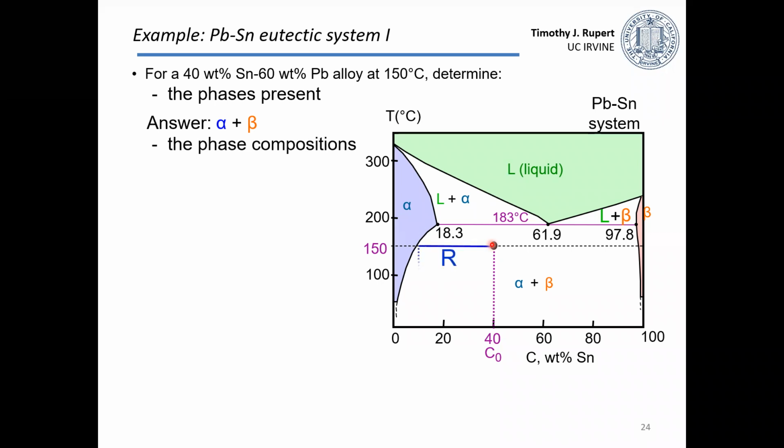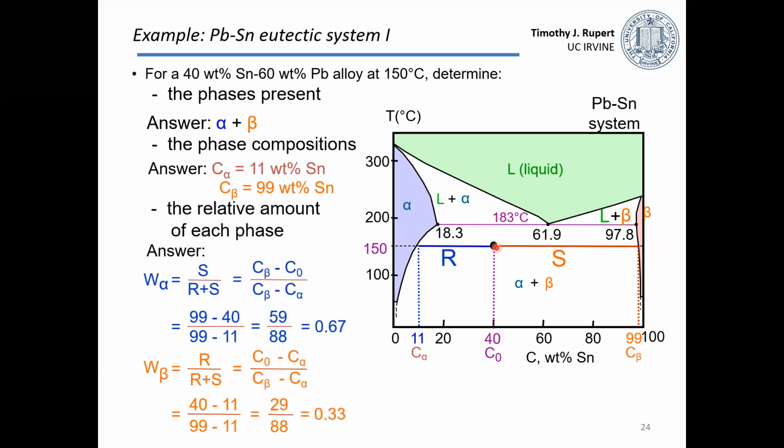We can also ask ourselves, what are the compositions? So if we move over to the left, we'll see that the alpha has 11 weight percent tin. The beta has 99 weight percent tin, so it's almost all tin. We can also ask the relative phase amount. So how much alpha do we have? Okay, remember, it's the length of the other line. So 99 minus 40, which is 59, divided by the total length of this, which is 99 minus 11, which is 88. If we do that math, 59 divided by 88 is 0.67, or about 2/3 of the material is going to be alpha.